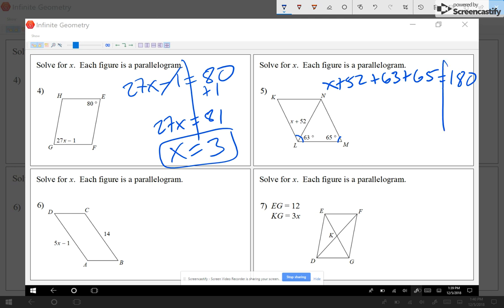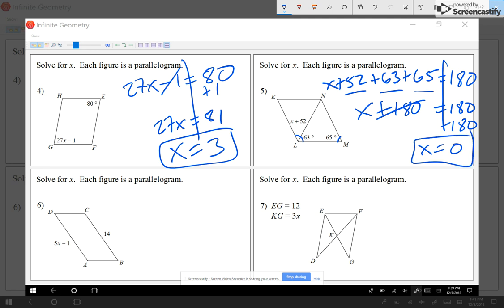Let me separate into the equal sign. 52 plus 63 plus 65. I can condense that. When I add all those numbers, that's 180. So I have x plus 180 equals 180. Now subtract 180 from each side. X is equal to 0. 0 is a number. I know usually when we see 0, we think we're wrong. 0 is a number, so x equals 0.